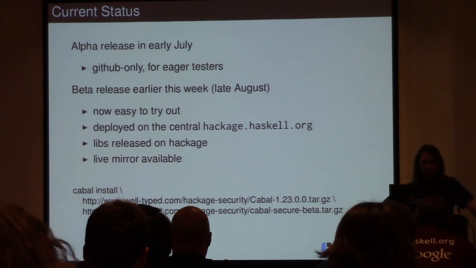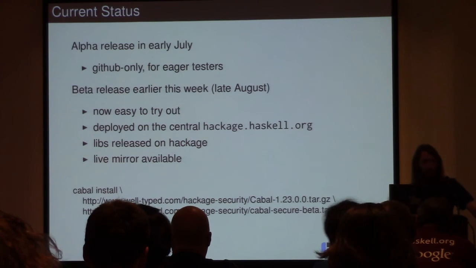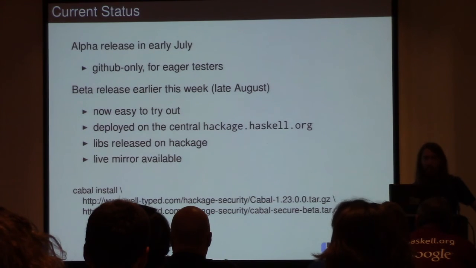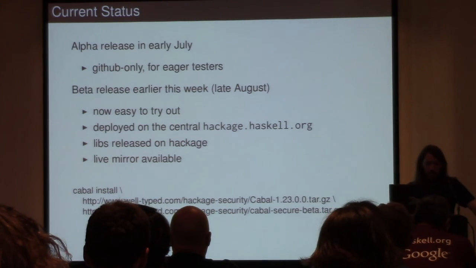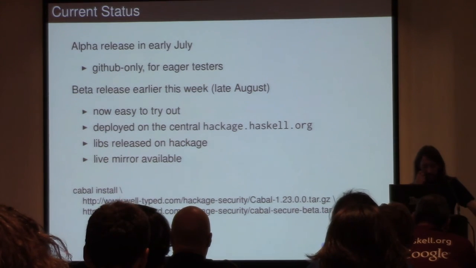Okay. So we had an alpha release a few weeks ago. We've got a beta release out right now. It's easy to try it out. You just cabal-install these tarballs. That's also on a blog post, and I'll make this available as well. So there's a beta announcement which has these links.